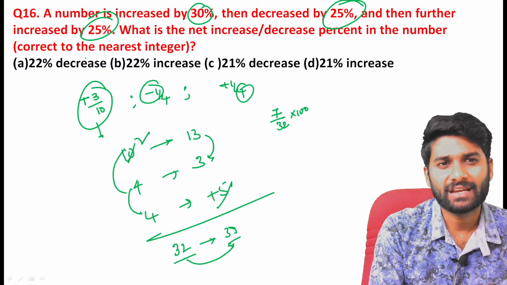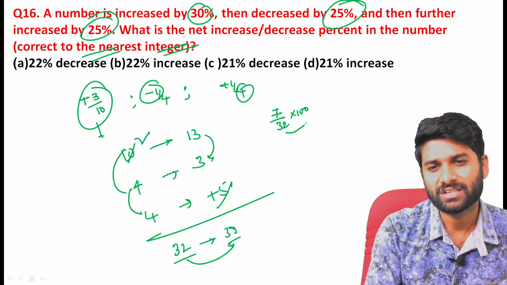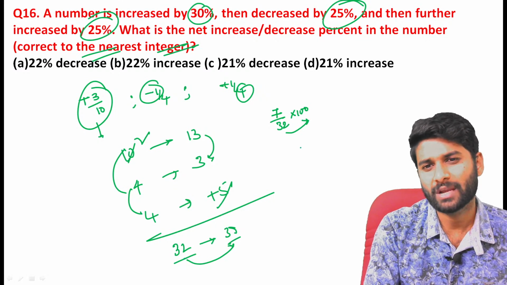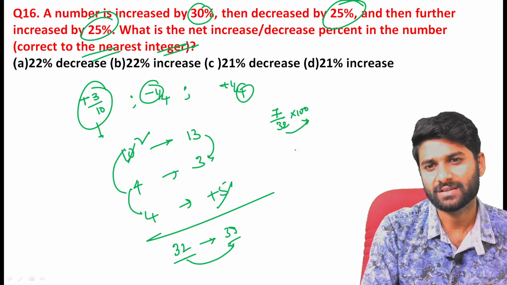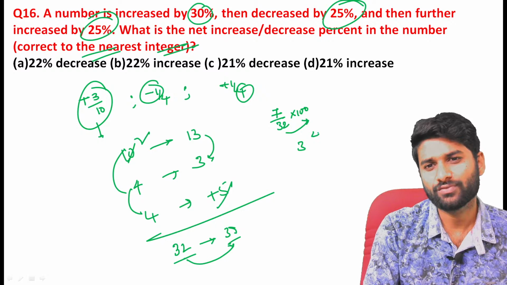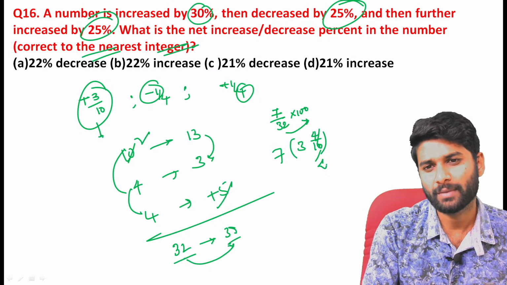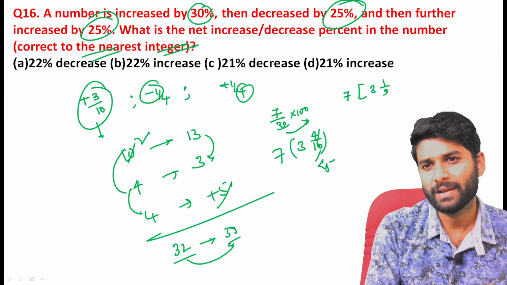Now we need to calculate it, the correct nearest integer. See, 32 becomes 100 exactly 3 times. 32 threes are 96. 4 by 100, and this is multiplied with 7 times. 4 becomes exactly equal to 25. So we are left with 7 into 3, 1 by 25.